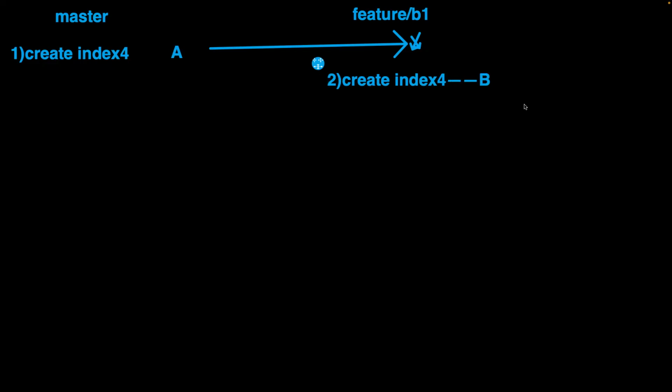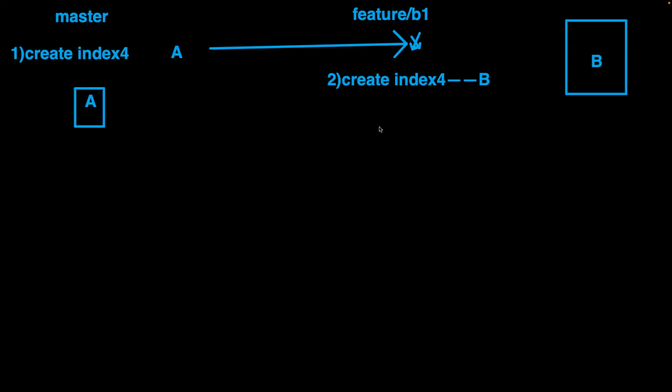And if you see the commit history of this file, the commit history of index 4 on branch B is simply commit B. The commit history of index 4 on the master branch is commit A, that's all. Now we are trying to merge.